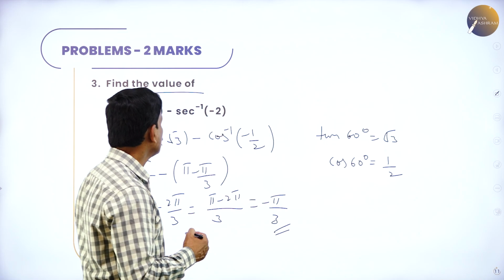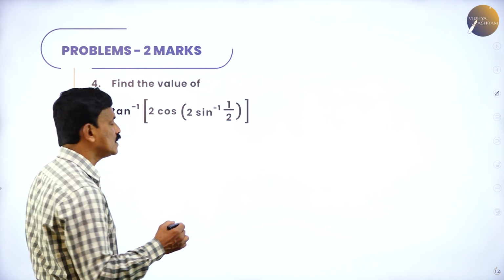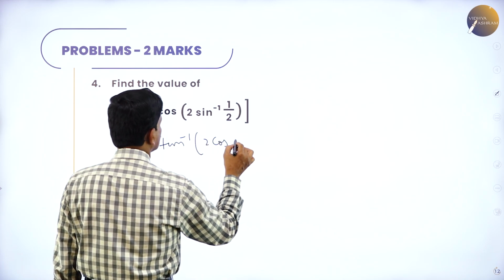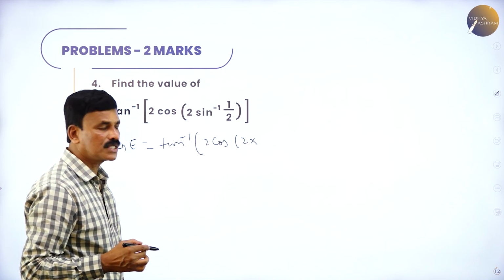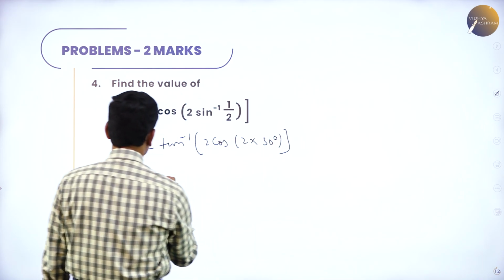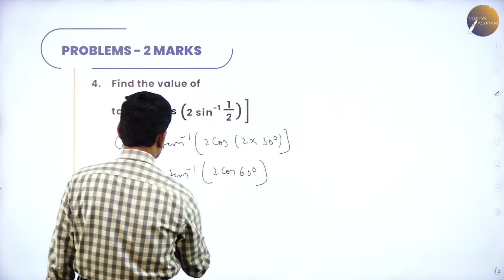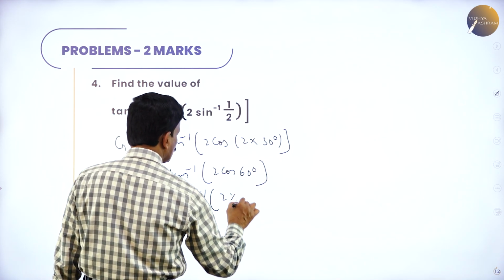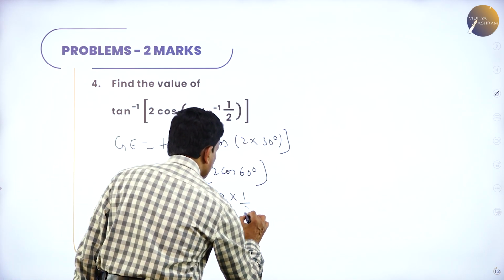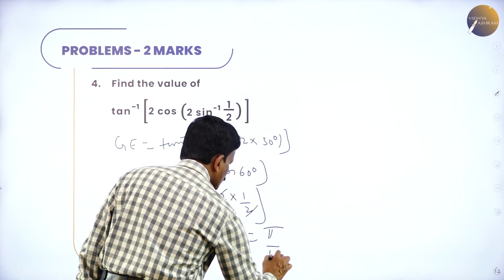Now, let us come to the next problem. Same, find the value of tan inverse of 2 cos 2 times sin inverse 1 by 2. So, the given expression can be written as tan inverse 2 cos 2 into sin inverse 1 by 2. What is sin inverse 1 by 2? 30 degrees, sin 30 degrees. So, this can be written as tan inverse 2 cos 30 into 2, which is 60 degrees. So, this is tan inverse of 2 into cos 60. Sin 60 is root 3 by 2, cos 60 is 1 by 2. This 2 and 2 gets cancelled. Tan inverse of 1 is equal to pi by 4.